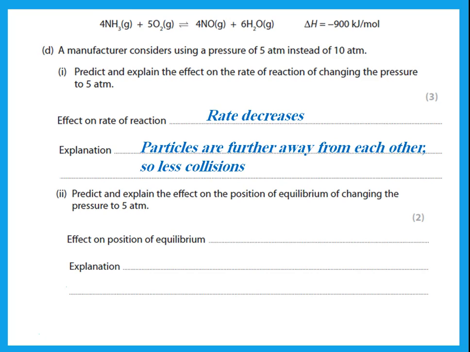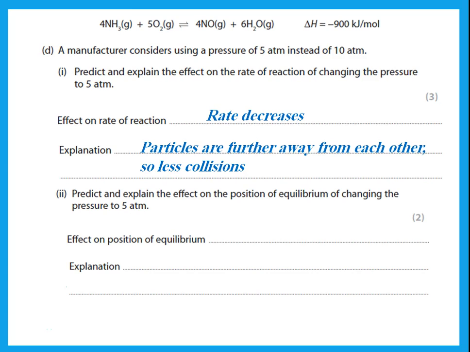So the rate decreases for any reaction. Why? Because when you lower the pressure, the particles are further away from each other, so less collisions. Remember, the word pressure means you're pressing on the gas. So if you're using lower pressure, that means you have a bigger volume of the gas. You're allowing the gas to expand. So the particles are further away from each other, so they are less likely to collide with each other.